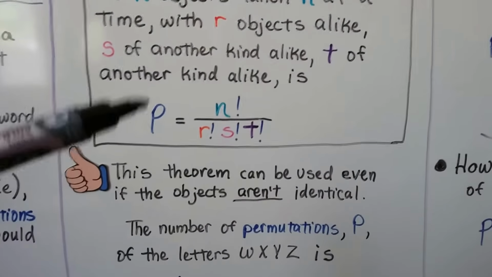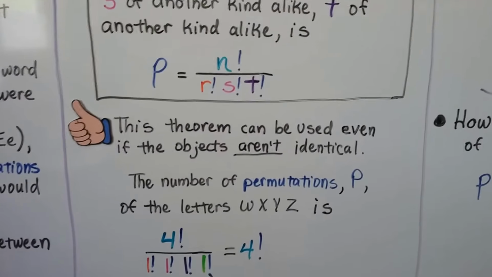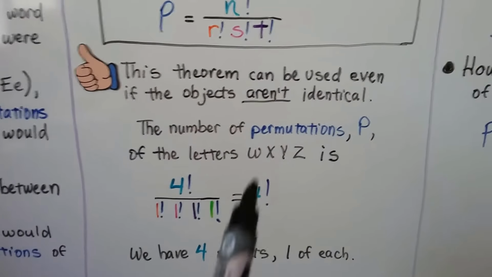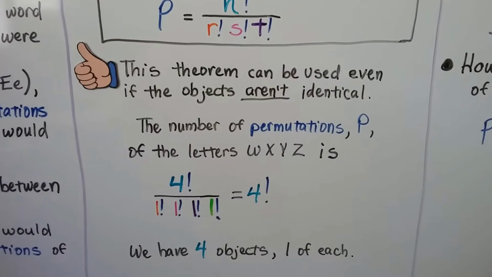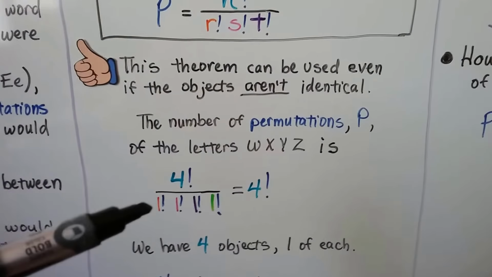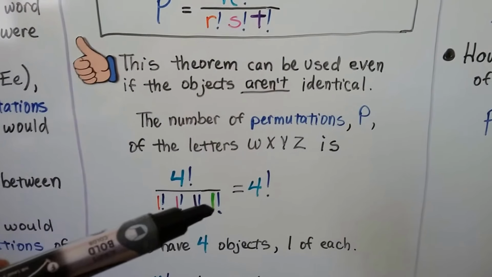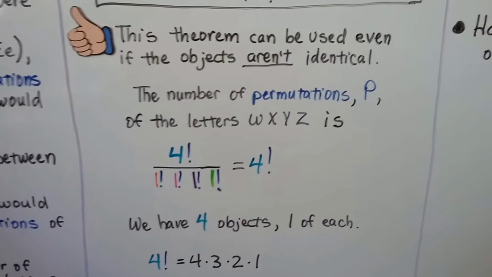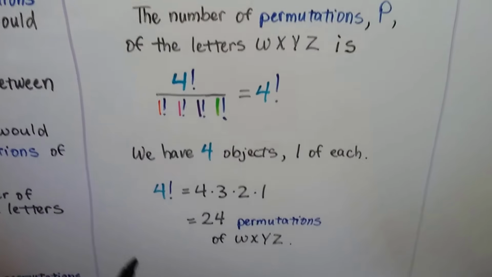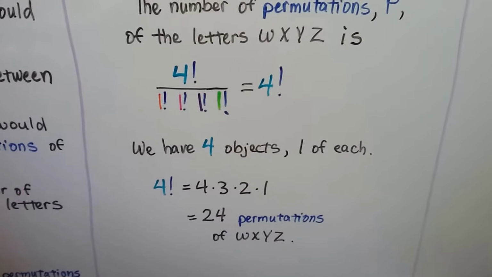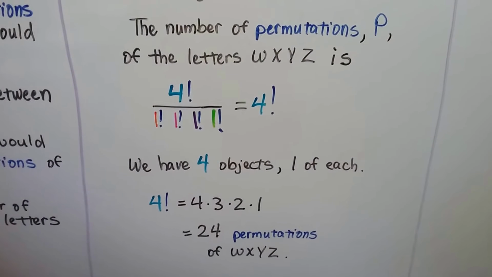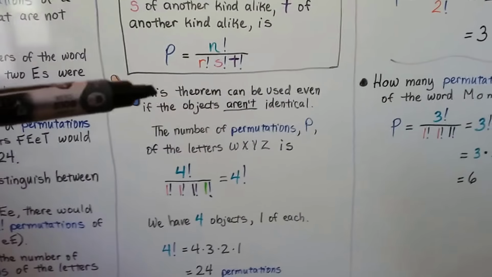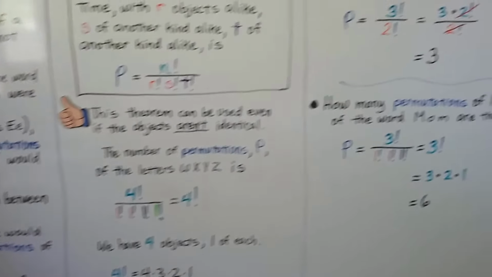Now, this theorem can be used even if the objects aren't identical. The number of permutations P of the letters W, X, Y, Z, these are all different, is 4 factorial over 1 factorial times 1 factorial times 1 factorial times 1 factorial. That's going to equal 4 factorial. We have 4 objects, one of each. We have 4 times 3 times 2 times 1, which gives us 24 permutations of W, X, Y, Z. So we can use this theorem even if they aren't identical, okay?